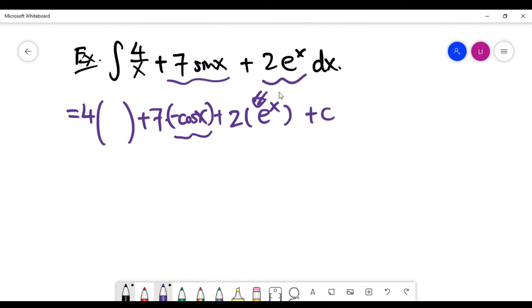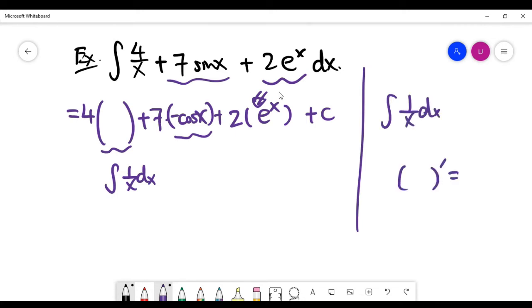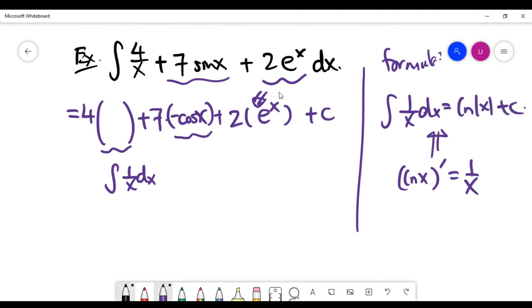And we can talk about the first term. The first term, we keep the 4 there, and inside the bracket, it should be the indefinite integral of 1 over x, right? And please recall something from the differentiations. There's a very good function such that when you differentiate that, it becomes 1 over x. This function is ln x. So as a formula, the indefinite integral of 1 over x is going to be ln x plus c, right? So I can put ln x here for the function inside the first bracket. And that's basically the answer to this problem.